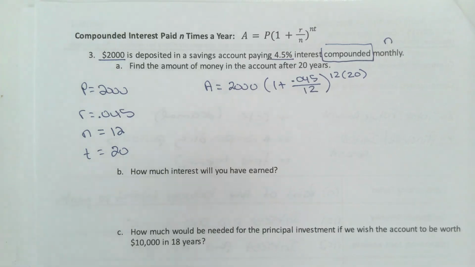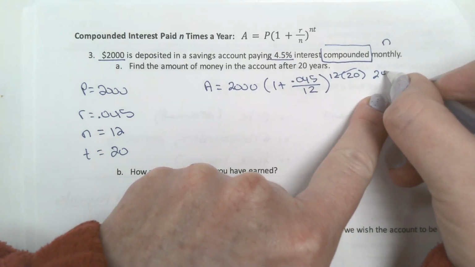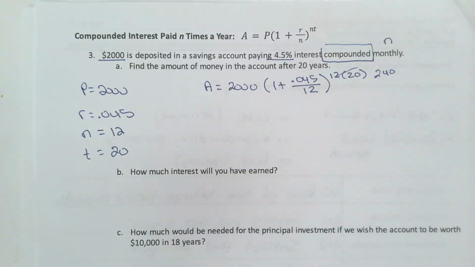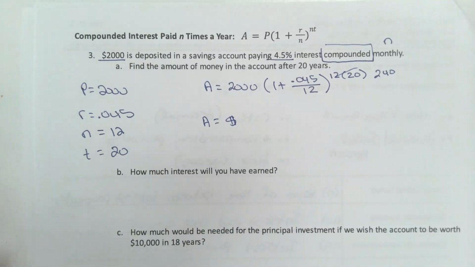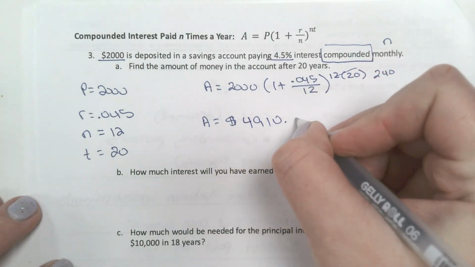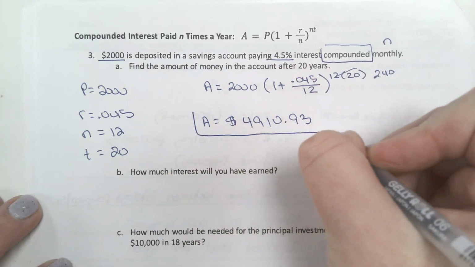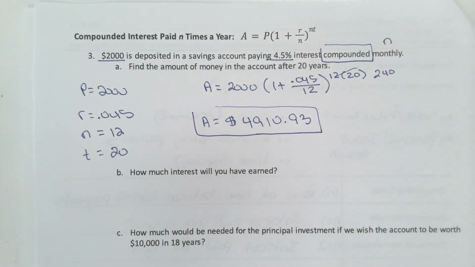This is an instance where I have numbers being multiplied in the exponent. So I would definitely do that math in my head or calculator and make sure that you only enter one single exponent into your calculator. Then you will probably get the right answer. And they should have ended up at $4,910.93.